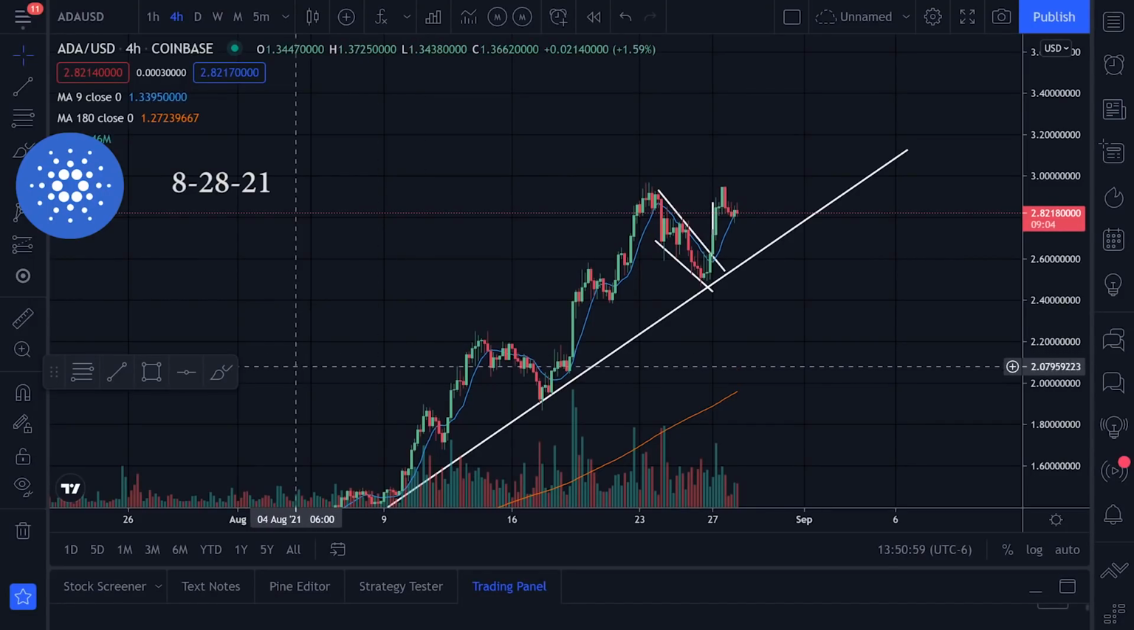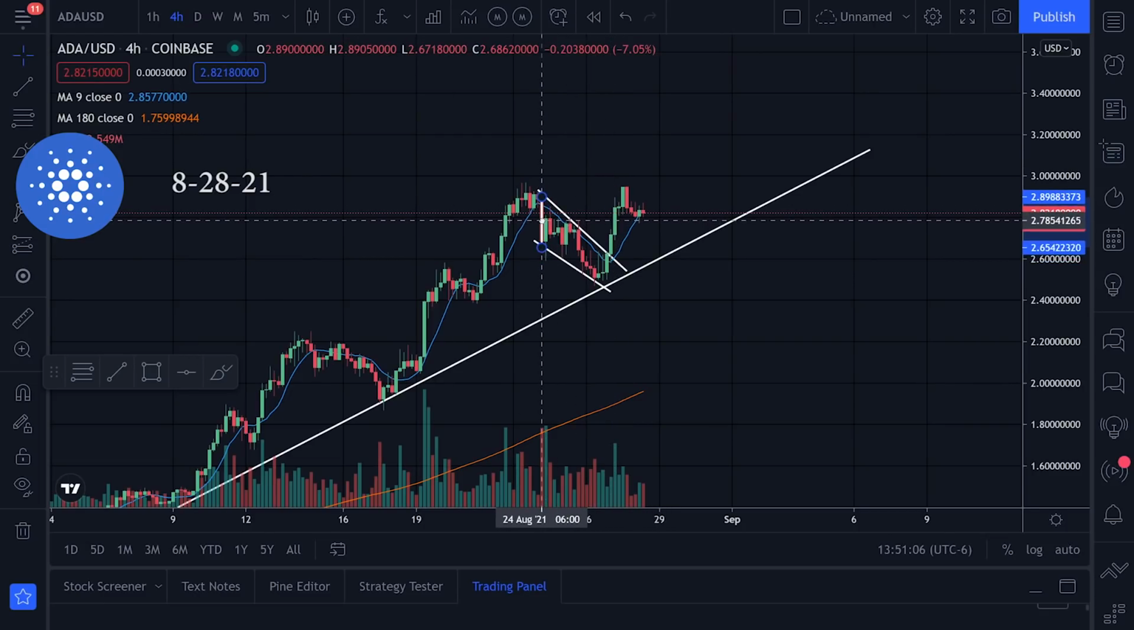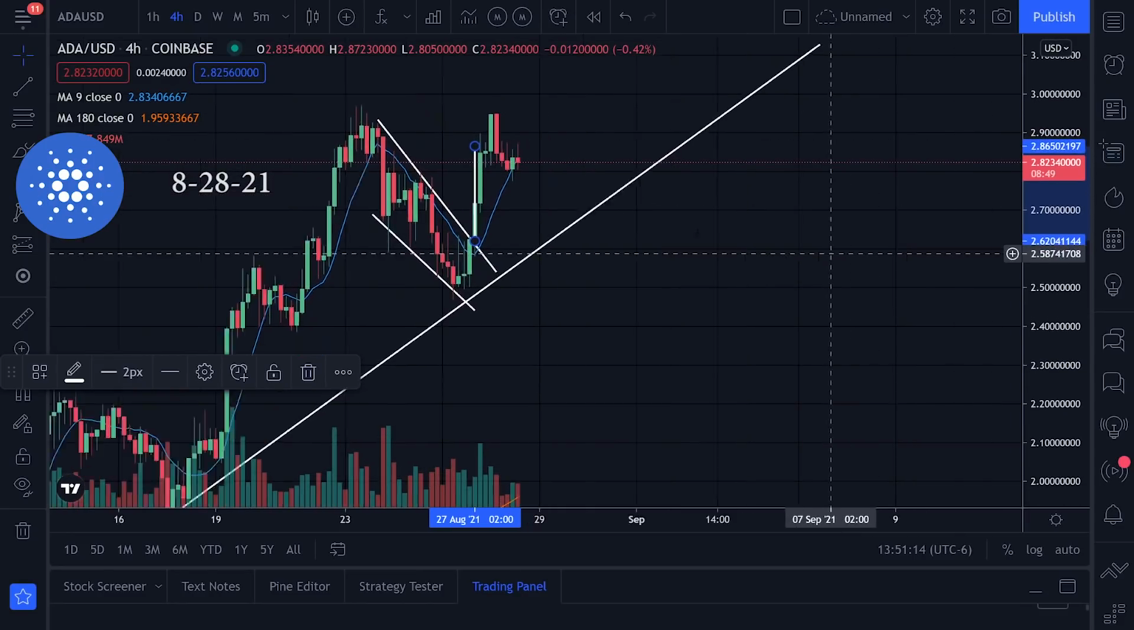Let's take a look at the chart action for Cardano. Alright, so in yesterday's video, I was targeting from this channel right here, basically the top to the bottom of that channel, drag it to the breakout, looking at a target of somewhere right there. I told you we hit the target, and I was kind of wondering what we were doing now.